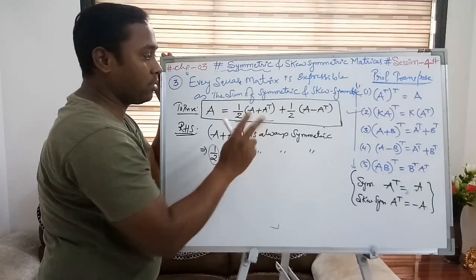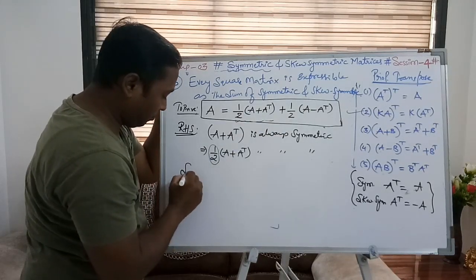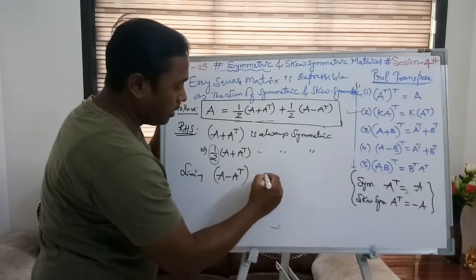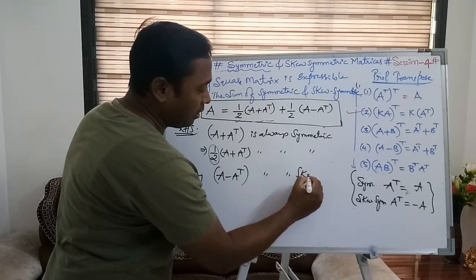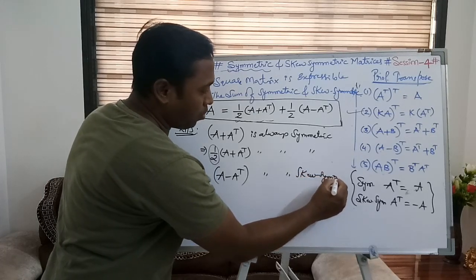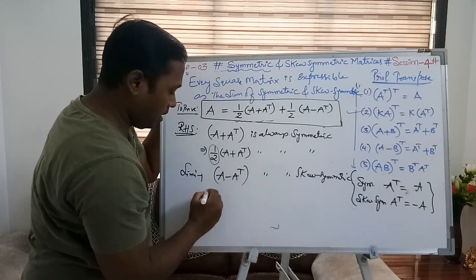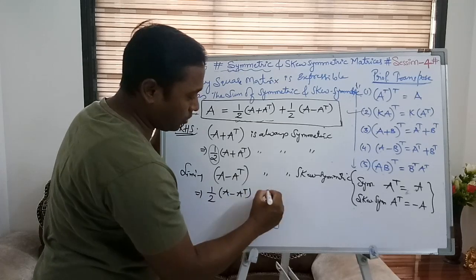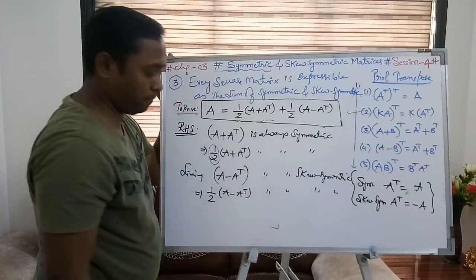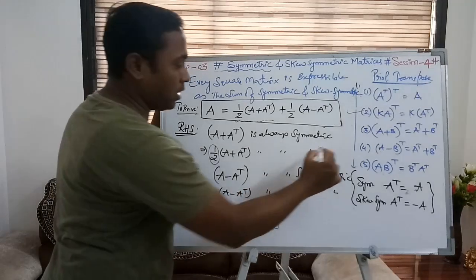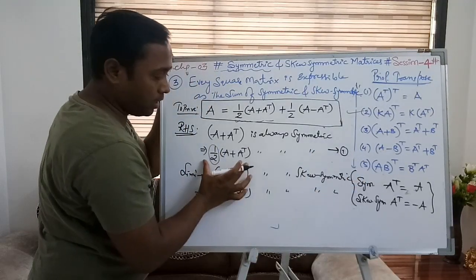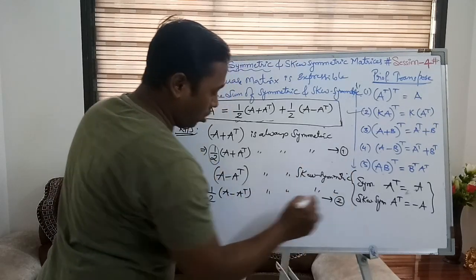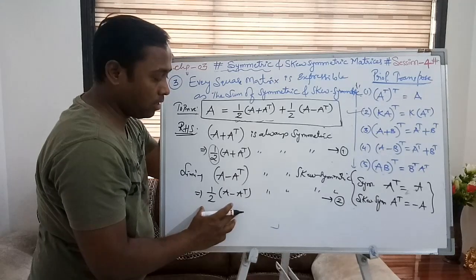is also symmetric. Similarly, A minus A transpose is always skew symmetric, then it implies that half of A minus A transpose is also skew symmetric. So I have proved here this result is always representing symmetric, this result is always representing skew symmetric.